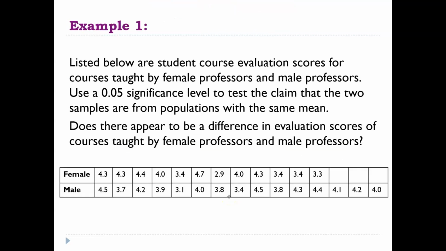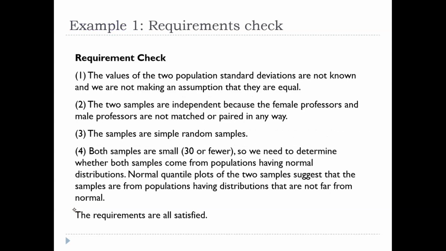Now let's look at the following example. Listed below are the student course evaluation scores for courses taught by female professors and male professors. We'll need to use a 0.05 significance level to test the claim that the two samples are from populations with the same mean, and then answer the question: does there appear to be a difference in evaluation scores of courses taught by female professors and male professors? Let's check the requirements first.